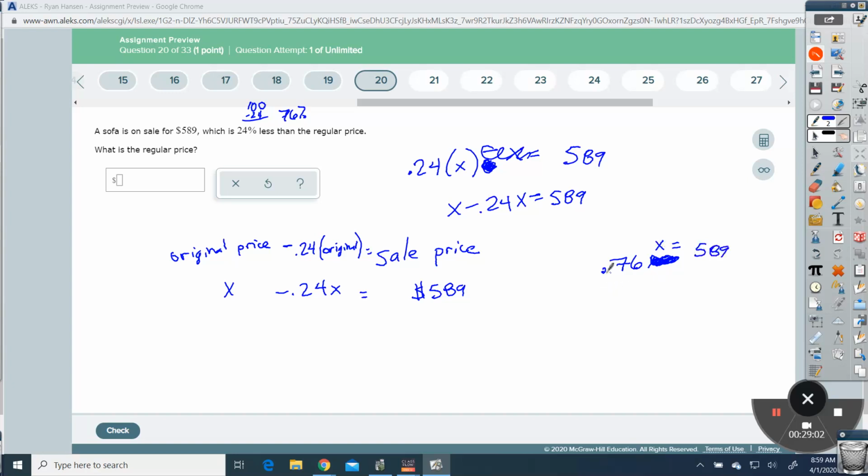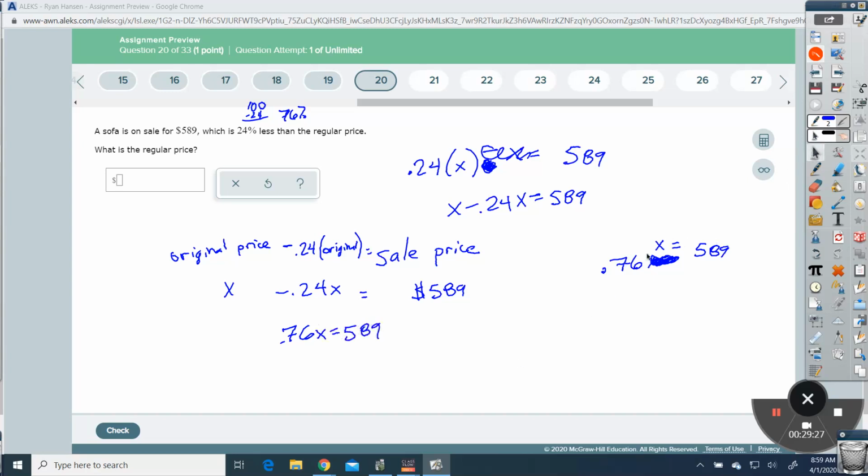Okay. So here's what I wrote down here. I said original price minus 24% of the original price equals my sell price. This is the same thing I have up here; I was just trying to write it down in words so you could see what I had done. x minus 0.24x is 0.76x equals 589, which is the same way to look at it as this.